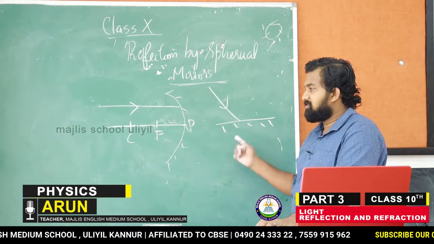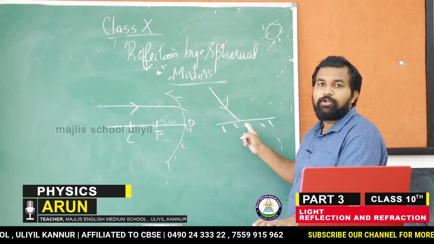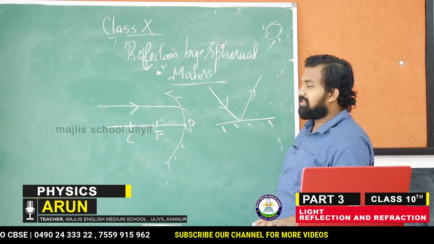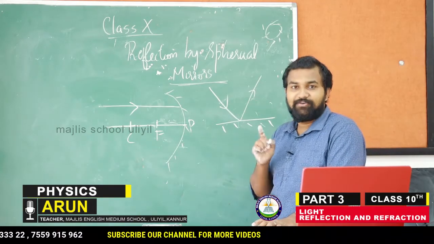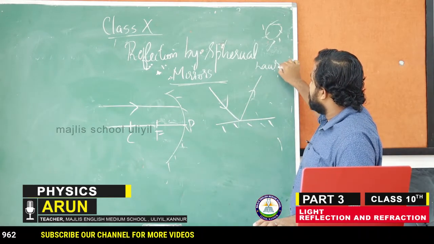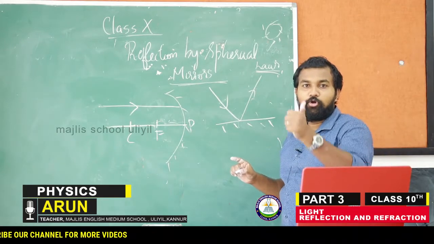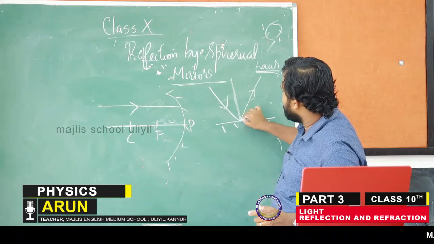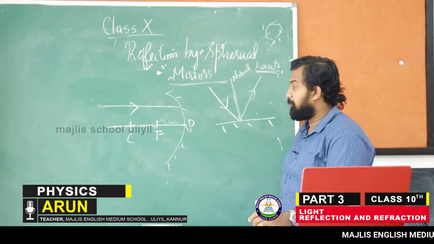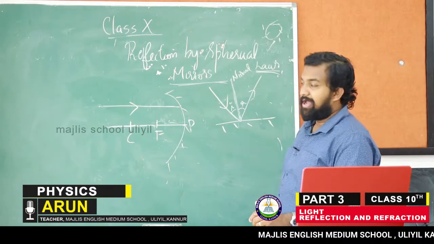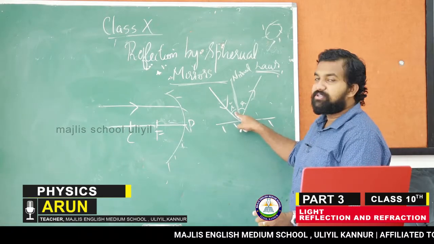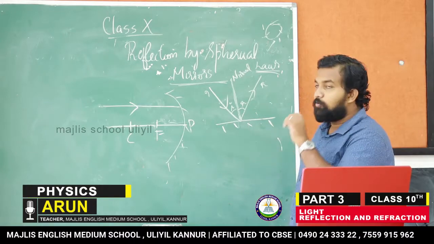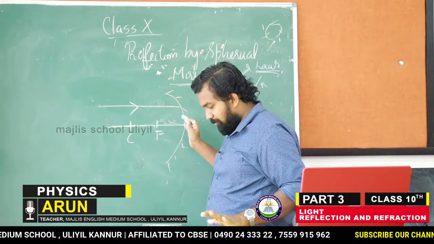What will happen? We have discussed this. They will reflect in such a way that they follow the laws of reflection, which we have discussed. In order to follow the laws of reflection, we have to draw an imaginary perpendicular line called the normal, and the angle of incidence will be equal to the angle of reflection. Clear? This is the incident ray, this is the reflected ray, and the angle of incidence equals the angle of reflection.